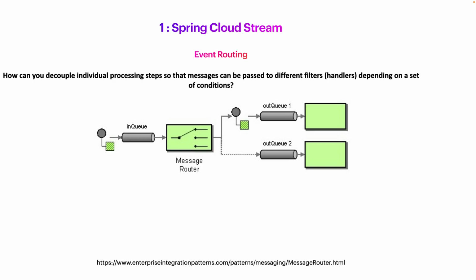So what is event routing or message routing? Event routing is the ability to route an event or message to a particular destination based on some conditions. The destination can be, for example, another topic, or, if we are talking about the same application, another event handler, the one that we are using to handle the event.